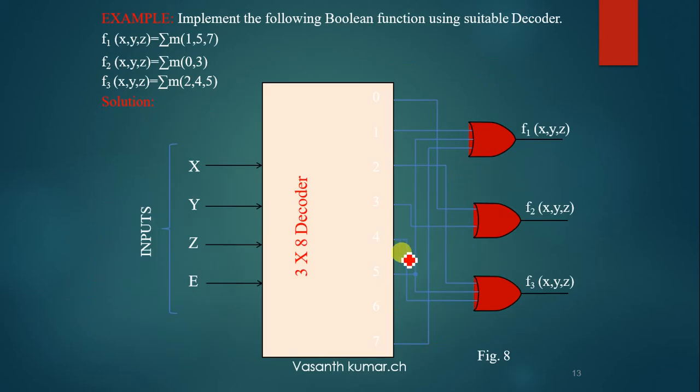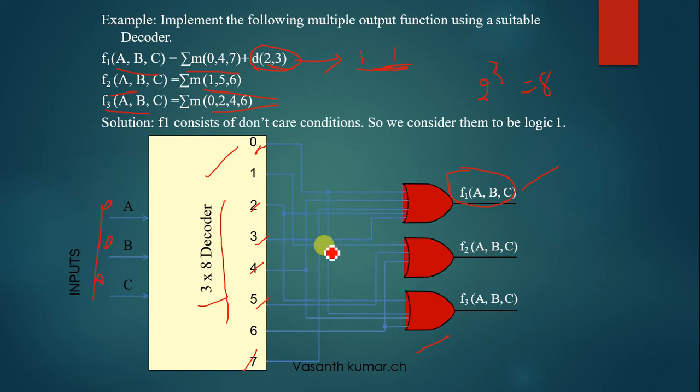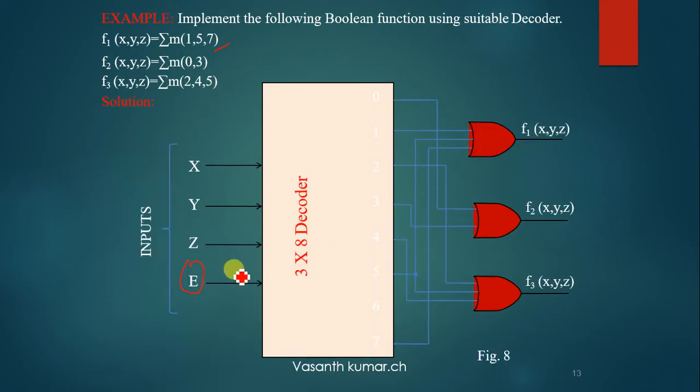Similarly, implement the Boolean function using a suitable decoder. Here it is 1, 5, 7, okay, x, y, z, and we have an enable signal here. In the previous case we don't have any enable signal. Okay, here we have an enable signal. So in the truth table, whenever this enable is low, okay, or high, one combination you will get an output. That means if enable bar is given, you make this as 0, the output will be obtained. Initially you have to make it as high.